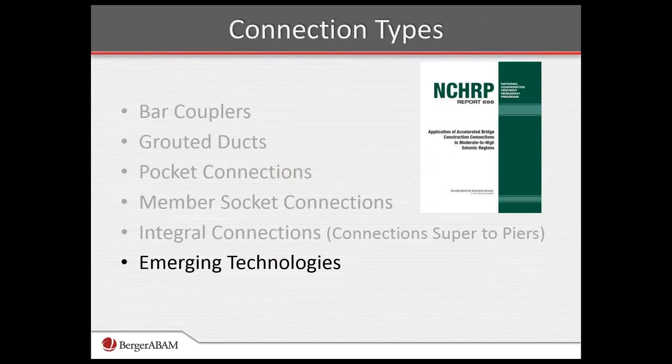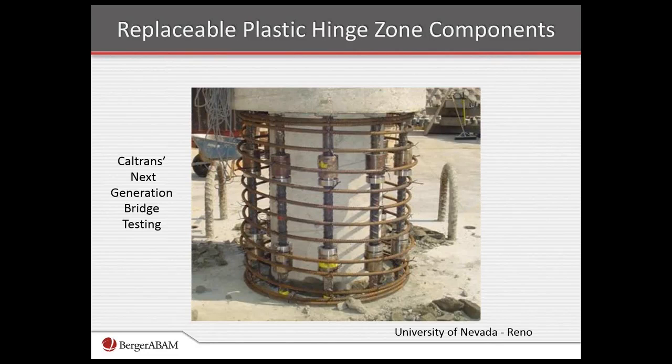Now, lastly, I'd like to finish off with a bit of discussion on emerging technologies with a couple of examples that are out there. One is the idea of a plug-and-play, replaceable plastic hinge zone component system. This is a concept that Caltrans has been looking at and testing, where you have an intentional weak link of bars that are between these couplers, and those bars are the ones that are intended to yield. The bars outside of that coupled region are stronger than the bars in the center, and so you have an intentional weak link. This satisfies our design philosophy.